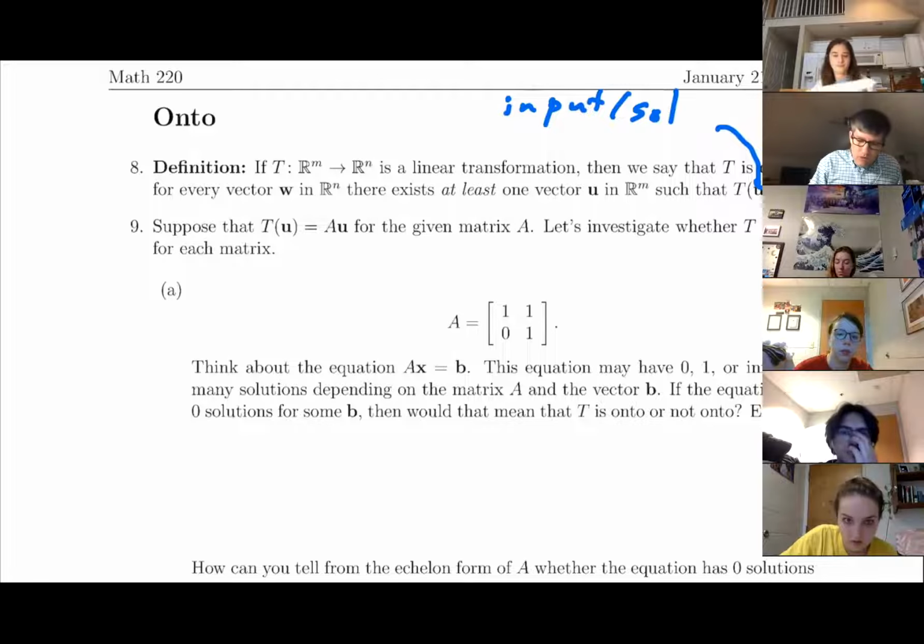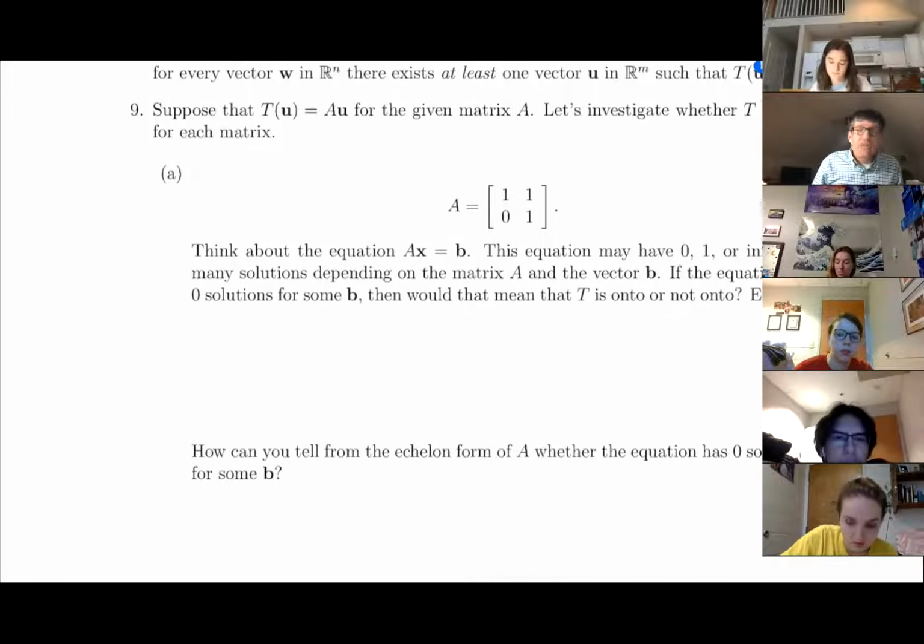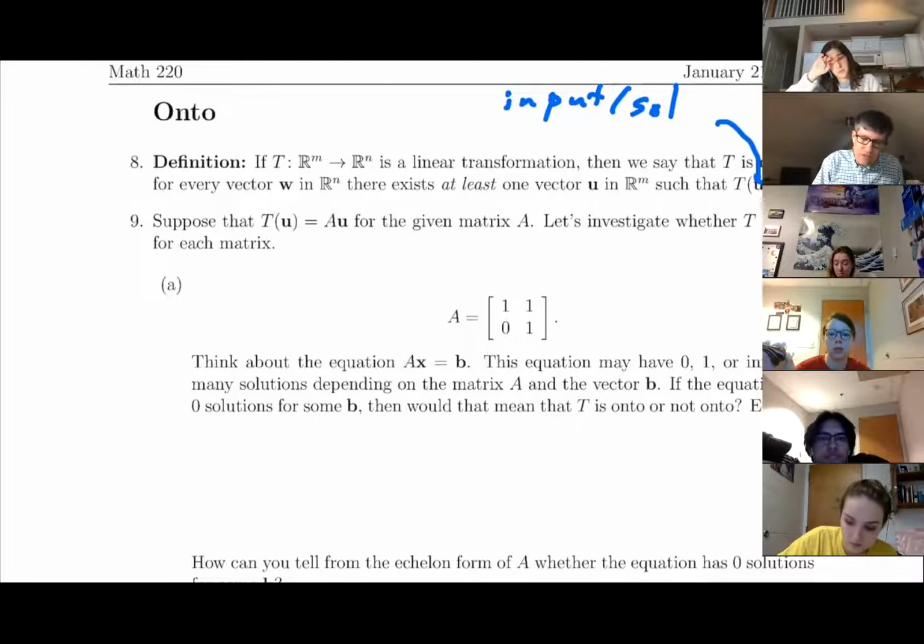Okay, so I have given you a very boring matrix, and I'm asking whether this is onto. So I'm going to think about the equation AX is equal to B. I know that this equation may have 0, 1, or infinitely many solutions depending upon the matrix A and the vector B. If the equation has 0 solutions for some B, then would that mean that T is onto or not onto? Explain. I'm going to scroll back up to make sure we have that definition there. If there are 0 solutions, what would that mean?